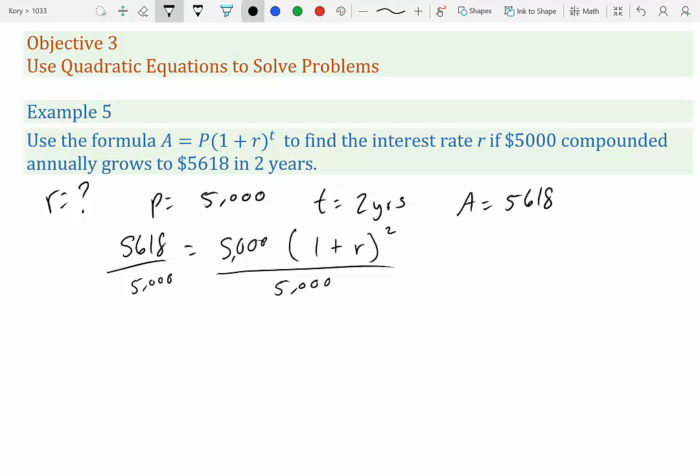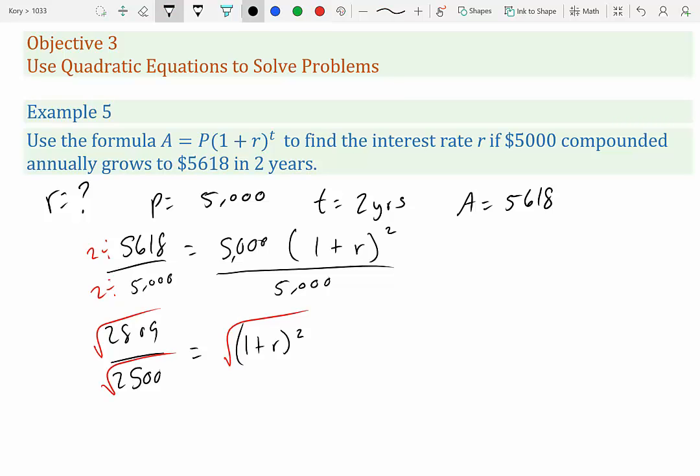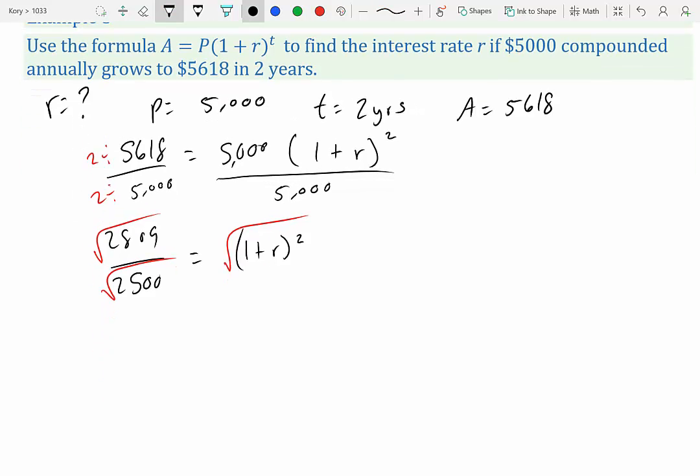When you simplify that, you can take a 2 out of each because they're both even. So we're left with 2,809 over 2,500 equals 1 plus r. That's all squared. So now we need to use the square root property. The square root of 2,809 is 53, and the square root of 2,500 is 50. Equals 1 plus r. Remember, that's positive, negative.